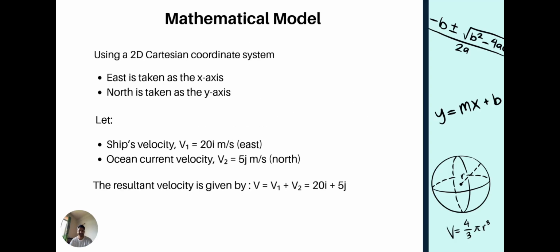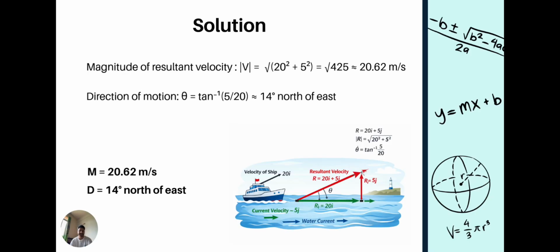Now next. Mathematical model. Using a 2D Cartesian coordinate system, east is taken as the x-axis and north as the y-axis. Ship velocity v1 equal to 20 meters per second east and north. Ocean current velocity v2 equal to 5 meters per second. The resultant velocity is given by v equal to 20i plus 5j.